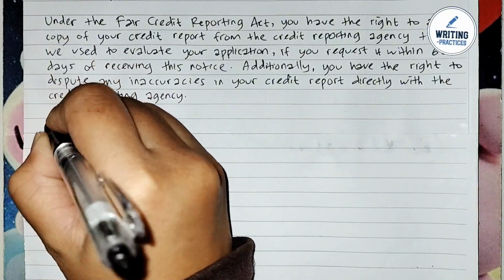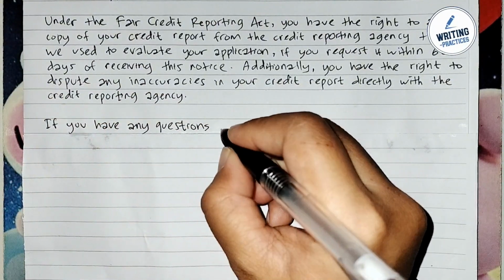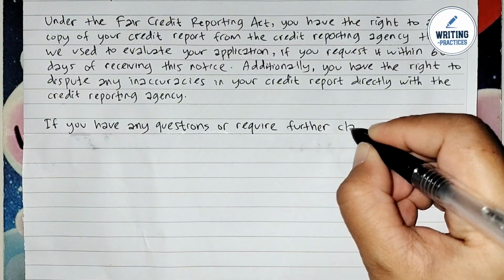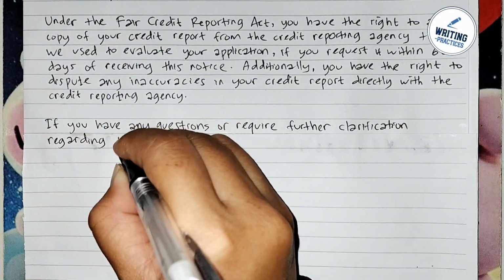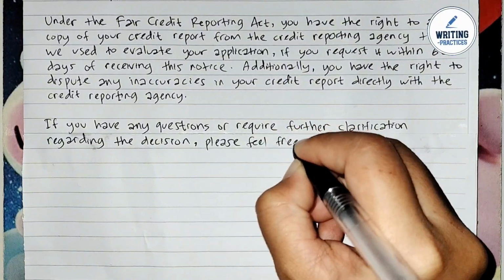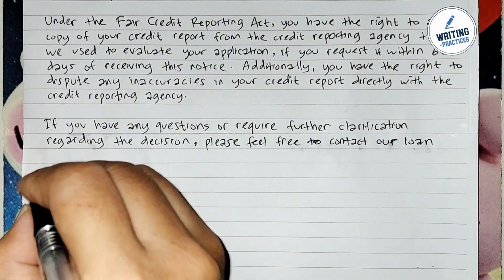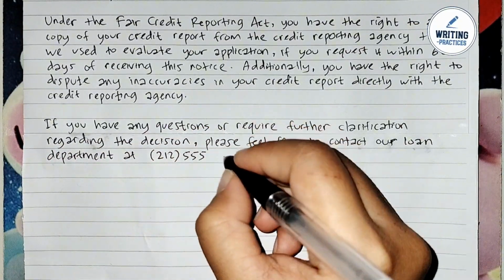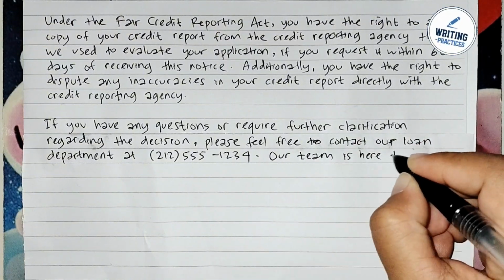In the sixth paragraph, this is where you offer for further assistance. By doing so, you need to give your contact information. Sure, you can encourage the applicant to contact the loan department for any questions or further clarification. And you can write something like, if you have any questions or require further clarification regarding the decision, please feel free to contact our loan department at 212-555-1234. You can also give official email address of the organization.